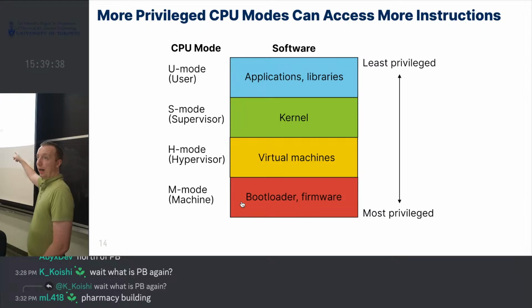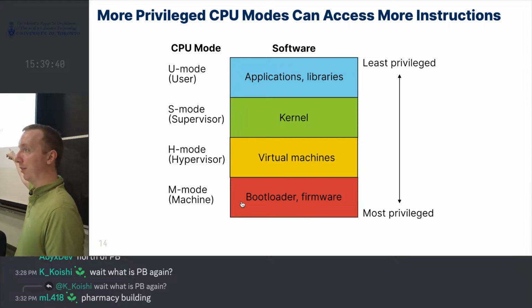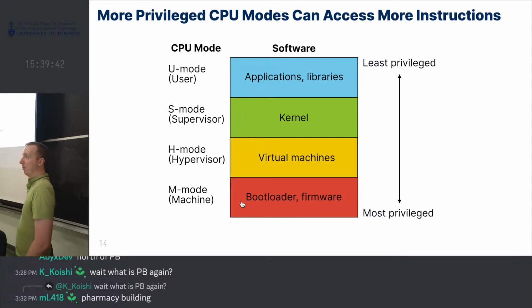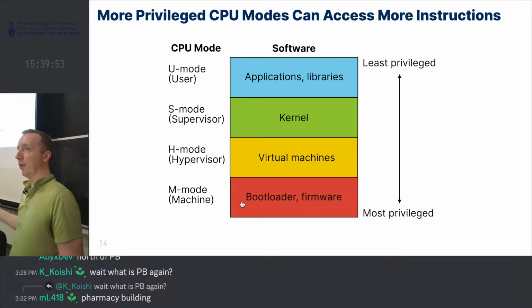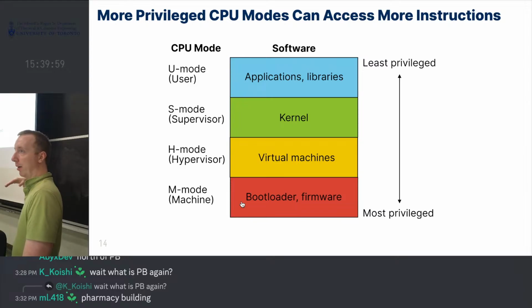And then at the very end, there's machine mode, which is just access to literally every single instruction. This is what you had in your computer organization course. There were no CPU modes or anything. You could just access any instruction you wanted. There were no checks, no balances, nothing like that. You could just do whatever you wanted. So in RISC-V, it's called machine mode. It's just full access to everything. Generally really low-level hardware operates there, something we won't touch on in this course.